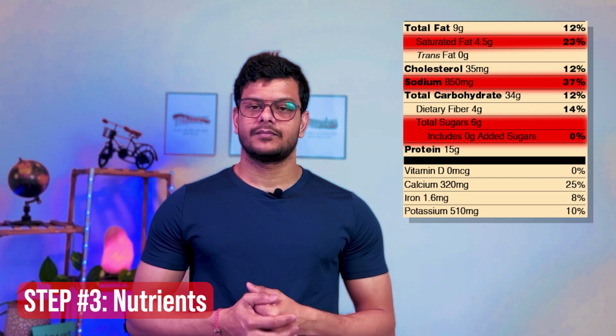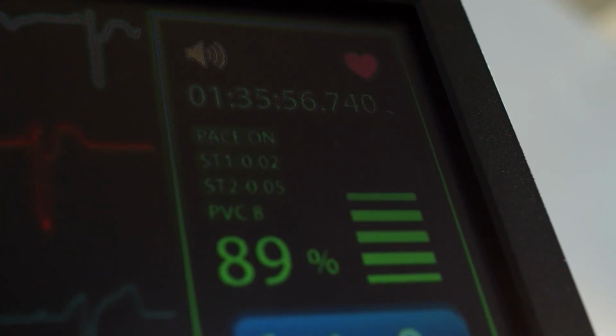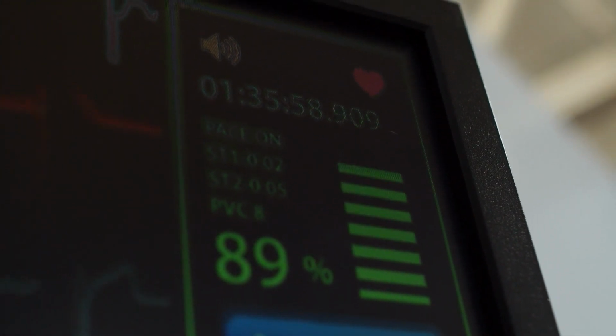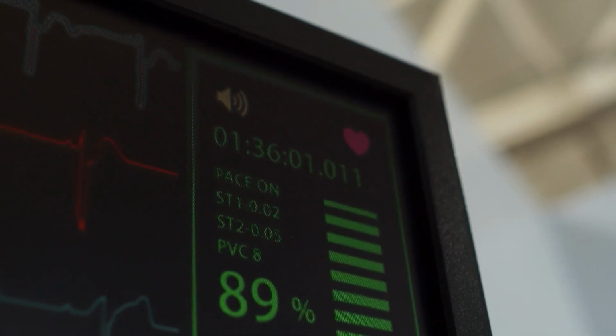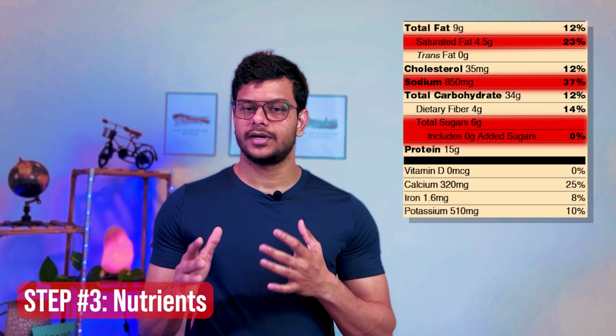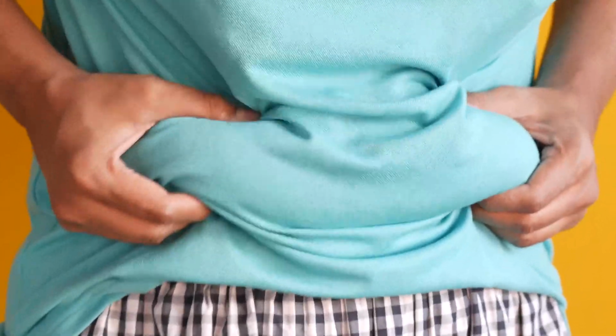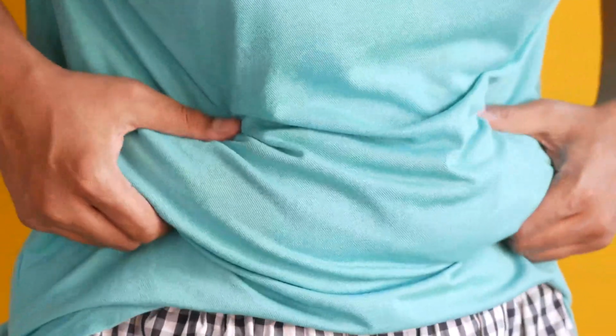For example, consuming too much saturated fat increases the risk of developing some health conditions like cardiovascular diseases and high blood pressure. Whereas consuming too much added sugar can make it hard to meet the nutritional needs and also stay within the calorie limits.